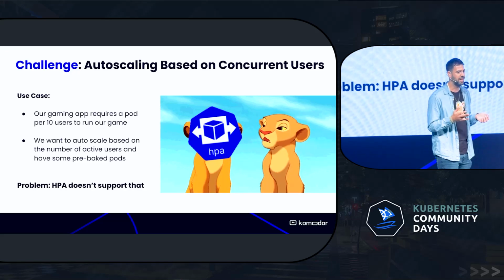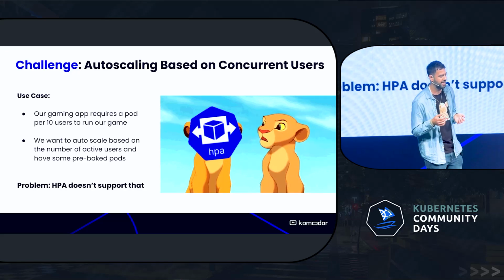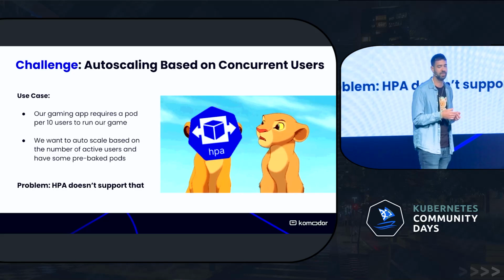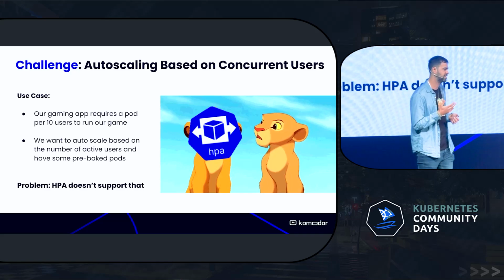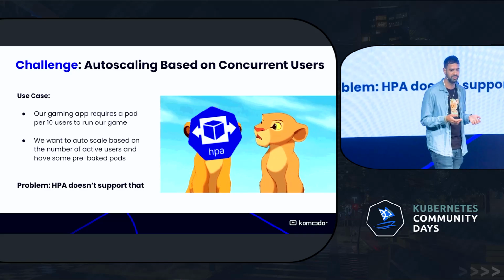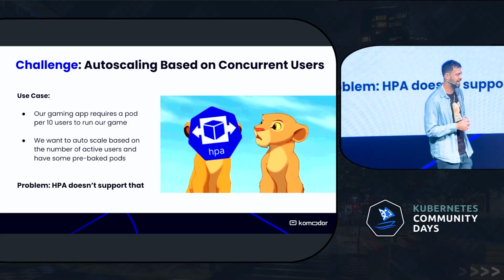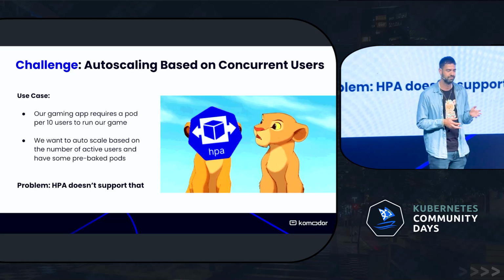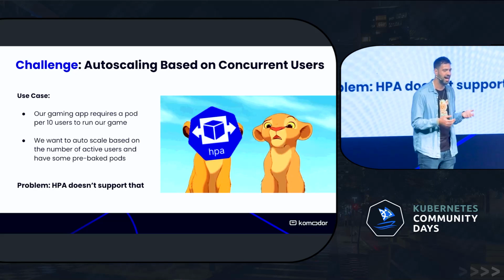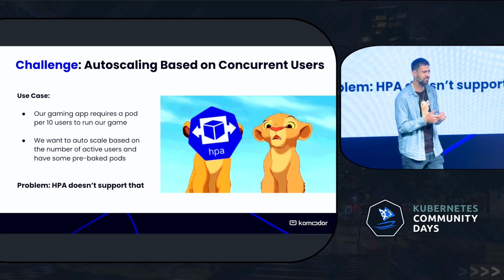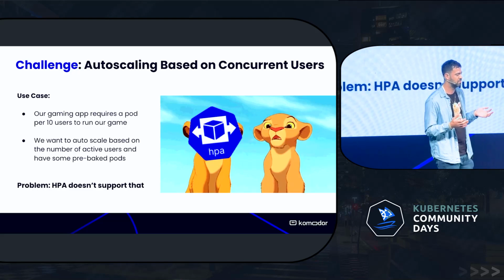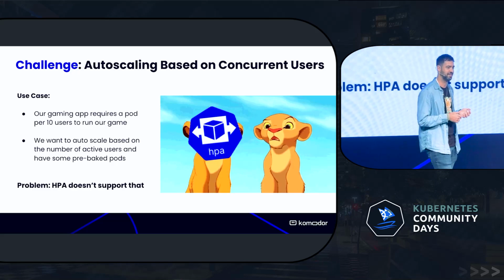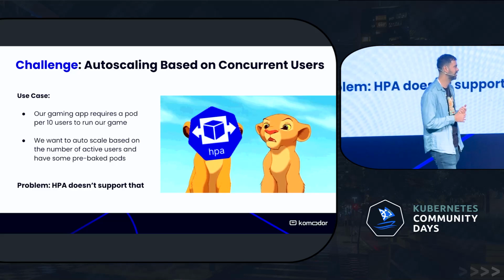But HPA is quite not there. It's built on basic metrics like memory and CPU, and I want my services to auto-scale based on the number of concurrent users on the website. And because HPA does not support that, I need to find a solution. I have to find a solution because without it, I cannot auto-scale my gaming app. So CRDs can be the answer for it. Rona, can you walk us through a little bit?